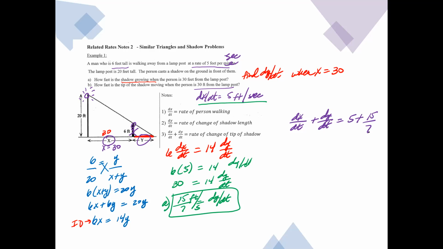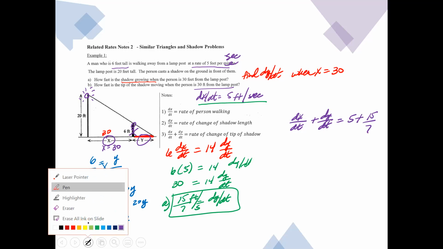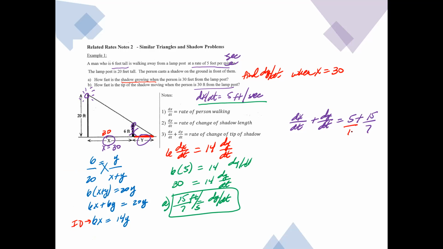If I find my common denominator, there's a 1 right there. If I make that a 7, that's going to be 35. Together, that's going to be 50 over 7, which is just 50 over 7 feet per second. And that is your answer for B.